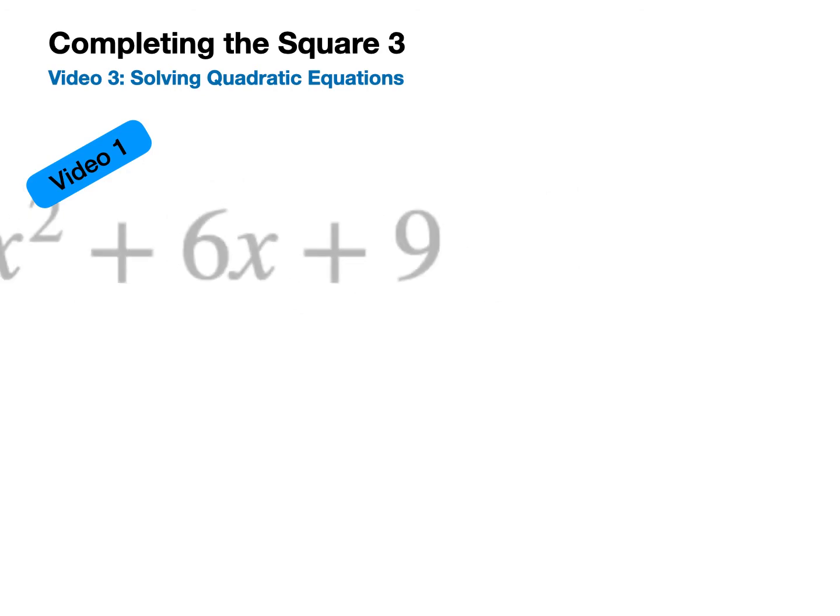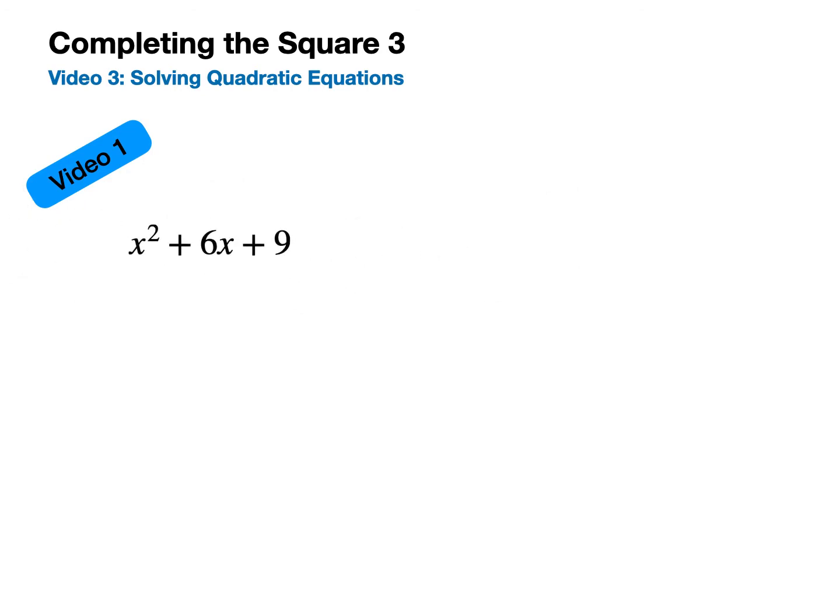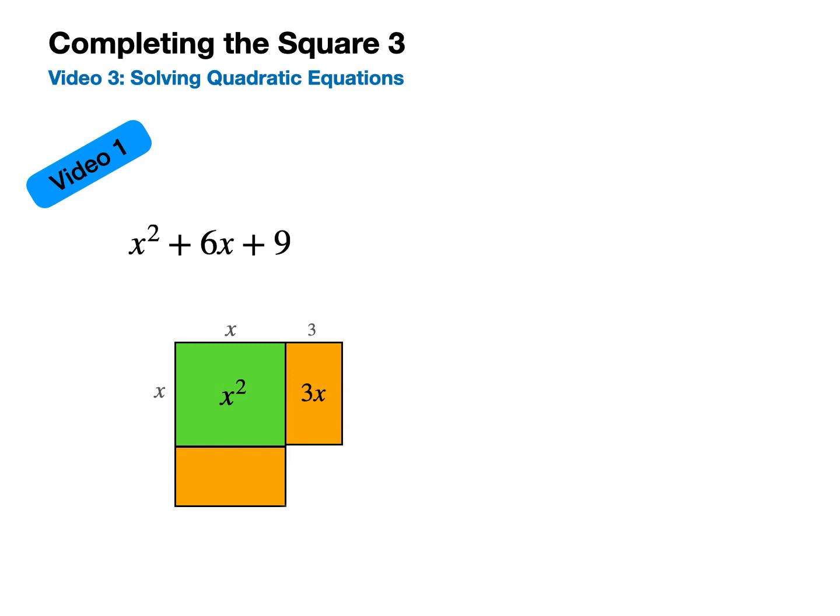For example, is x squared plus 6x plus 9 a square? Well, let's see if we can arrange it into a square shape. Here's the x squared. I'll slice up the 6x into these two rectangles, 3x and 3x, and pop them here and here. And the number term, the 9, can be drawn as this 3 by 3 square and popped in the corner. So yes, x squared plus 6x plus 9 is a square, and it's the square of x plus 3.